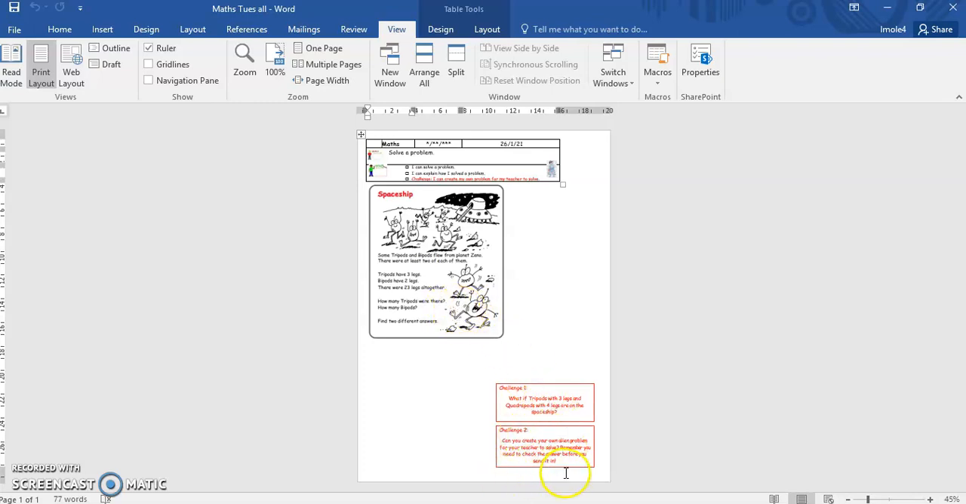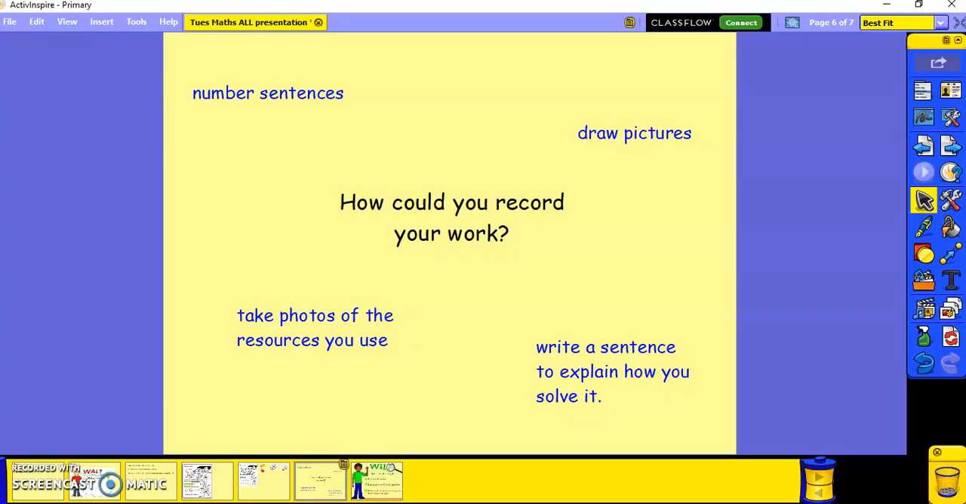And then challenge 2, can you create your own alien problem for your teacher to solve? Maybe you want some 6-legged aliens this time. But remember, you have to check the answer first before you send it in to your teacher. So you need to have your answer ready, because we can send a response back and tell you what we think the answer is, and you'll have to tell us if we're right or if we're wrong.